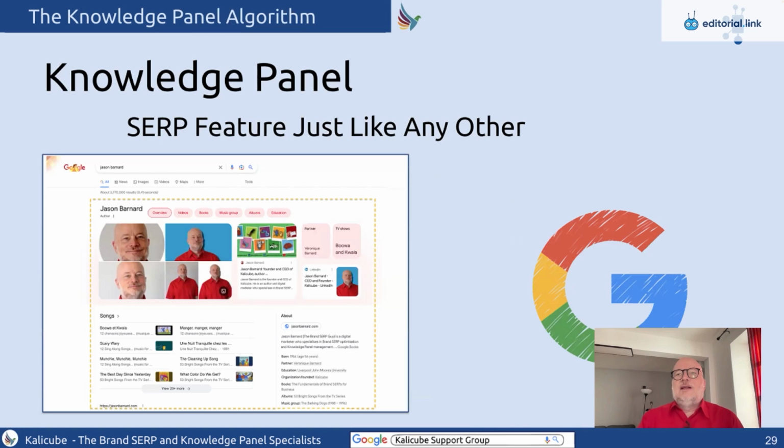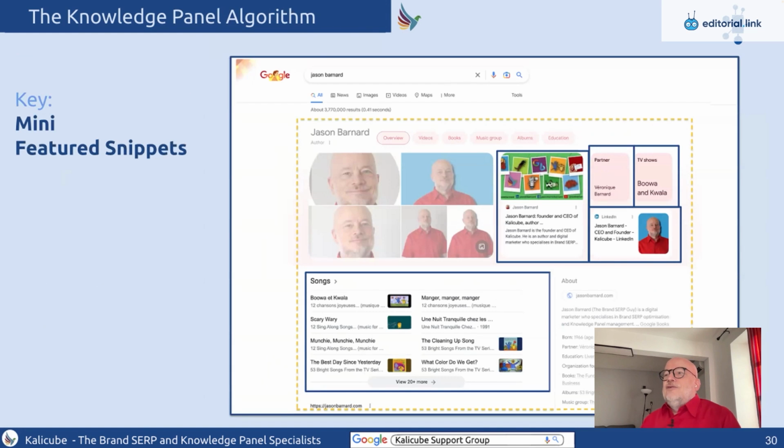Lastly, the knowledge panel algorithm. I think we should look at the knowledge panel as a SERP feature just like any other. It's more complicated than any other, but it's still just a SERP feature. And if you look at it this way, it's simply lots of mini featured snippets. And in the course that I teach, which we launched on Monday this week, I explain exactly how this is built.